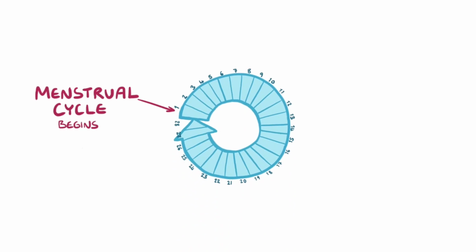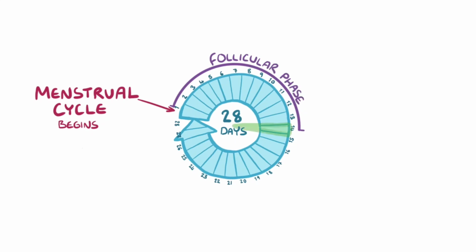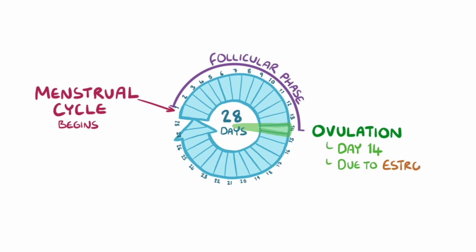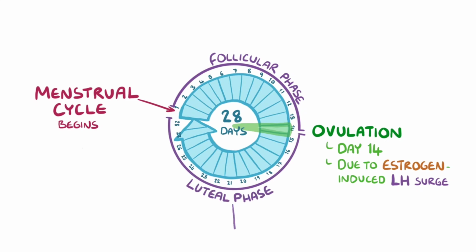Alright, so as a quick recap, the menstrual cycle begins on the first day of menstruation. For an average 28-day menstrual cycle, the changes which occur in the ovary during the first 14 days are called the follicular phase. Ovulation usually occurs at day 14, as a result of the estrogen-induced surge in luteinizing hormone. The last 14 days of the cycle are the luteal phase, during which progesterone becomes the dominant hormone.